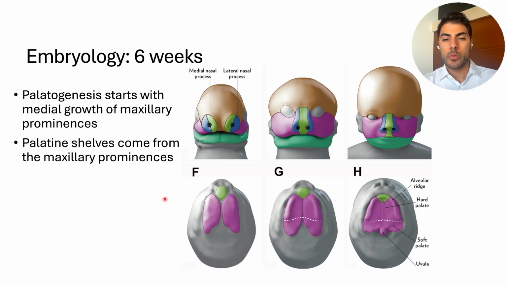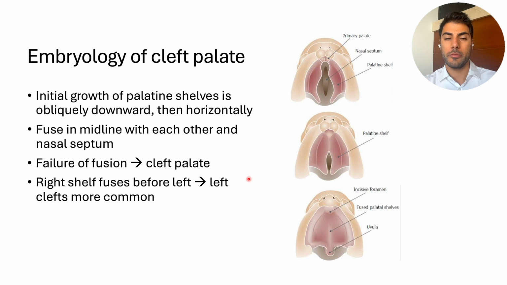So now we'll talk about palatogenesis. Palatogenesis occurs with the fusion of the maxillary prominence. Basically, they start together because they are actually a part of the maxillary prominence. As you can see, this is the maxilla, and these are the palatal shelves. As the maxillary prominences are growing towards the middle, the palatal shelves are also doing so. We have initial growth of the palatal shelves that first starts obliquely downward and then it goes horizontally.